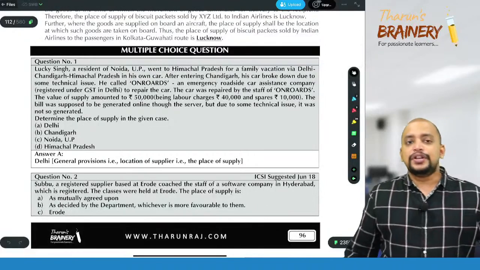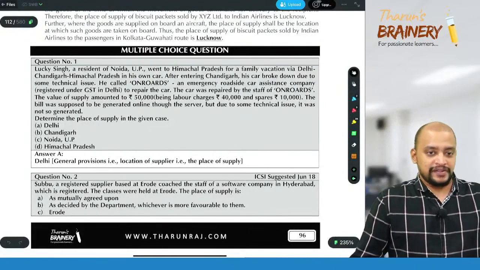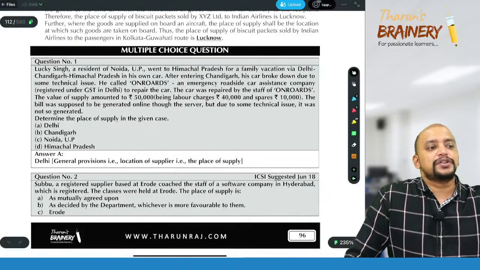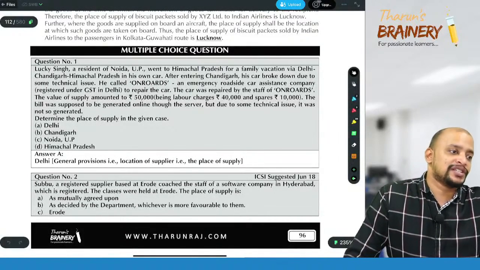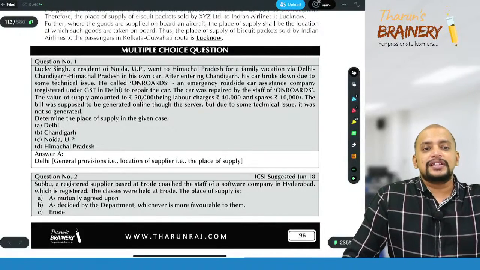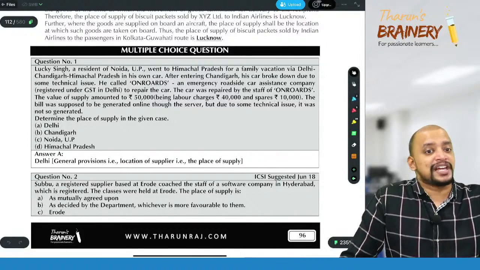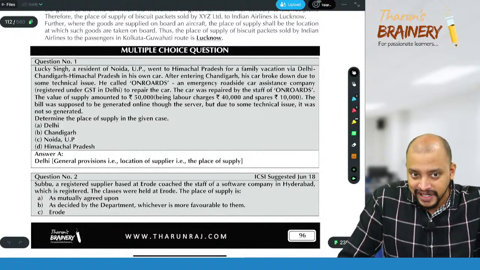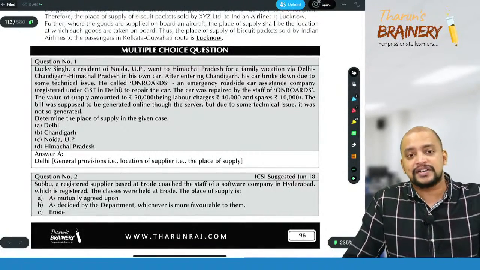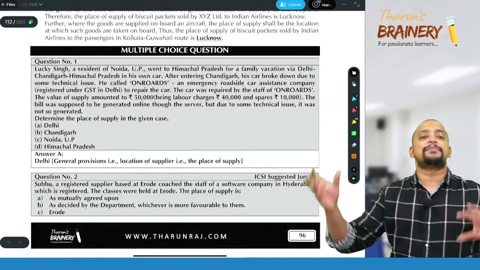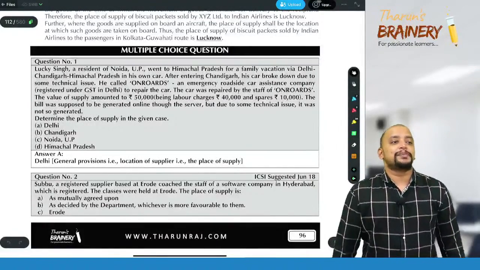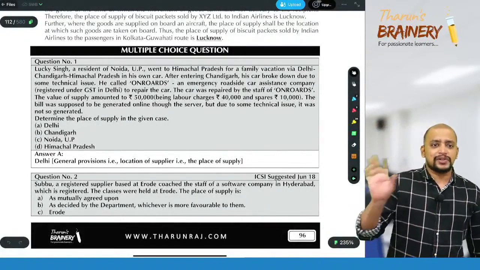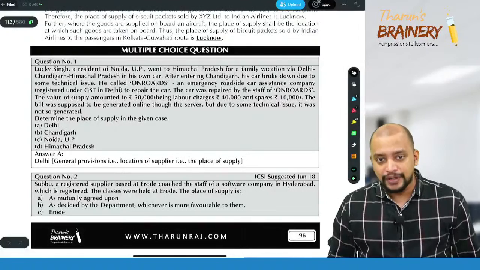So first you need to know whether it is goods or services. Whichever place of supply question you are solving, first you need to determine whether the question is related to goods or services. In this case, the question is related to services because it is on-road assistance, so roadside service. Even though some parts are used, the composite supply concept will come, so those parts are naturally bundled. So this transaction will be classified under service only.